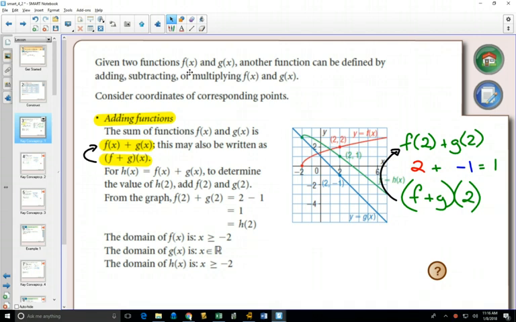So adding functions, what do we do? We find nice points. We add the y values together to add those graphs. We plot those points and get an idea of what the final graph will look like.